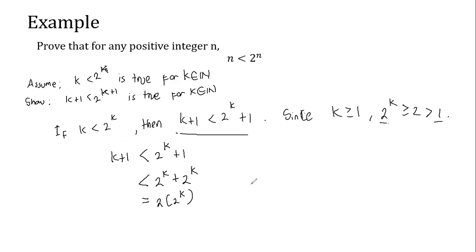Okay? And then 2 times 2 raised to k, that is equal to 2 raised to k plus 1. And as you can see, ito yung gusto natin i-prove. K plus 1 is less than 2 raised to k plus 1. Okay? So that completes the proof. So pwede na nating i-conclude that n is less than 2 raised to n is true for any positive integer n.